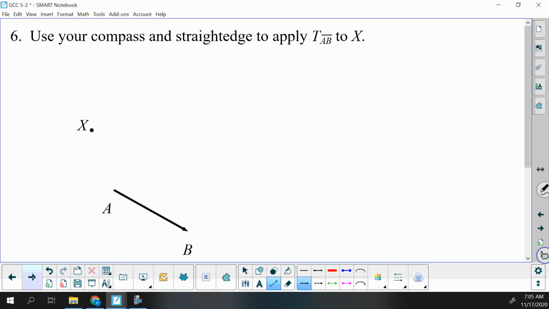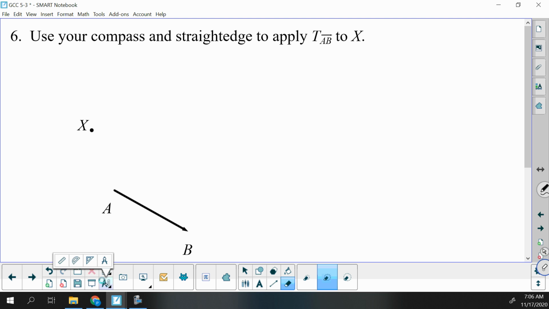So the idea is we want X to slide the length of AB and in that direction. So you should be able to right from the start kind of predict where it's going to be. Like I can predict X prime should end up somewhere about there, because that would be sliding in the same direction as AB and going the same distance. But we don't want to just eyeball it. We want to find the exact spot using our compass and straight edge. But we know our answer should be somewhere around there.